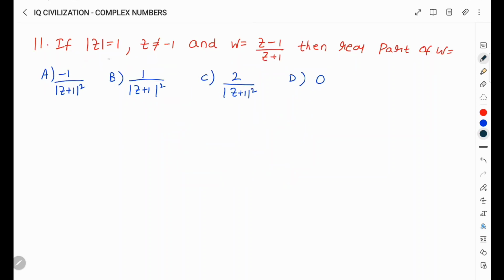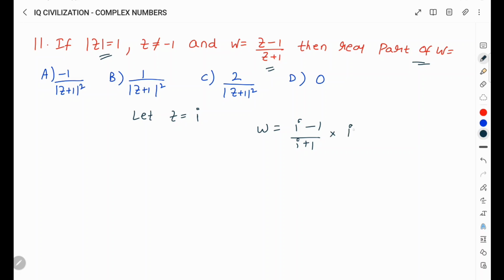Next one. If |z| is equal to 1 and omega is equal to some value, in this kind of question, just as in the previous ones, we are taking z equal to i, so w is equal to, just substitute, (i minus 1) by (i plus 1). I already told you in the beginning that in complex numbers the denominator should not have an imaginary value.